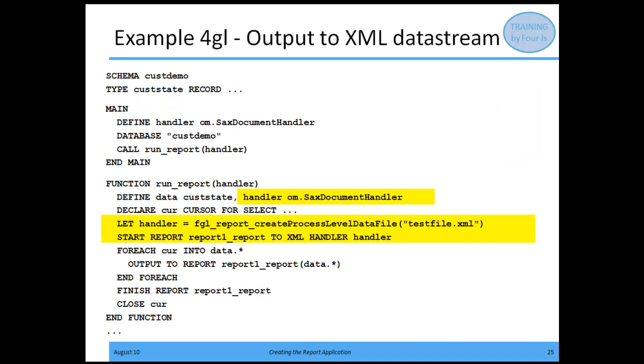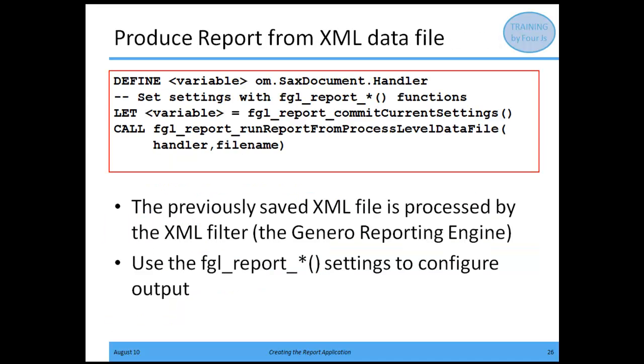Here's a quick example of outputting this XML data stream and saving it as a data file. You'll see when I call my run report to handler function, I still have my type definition being used to define the data. I still have my handler. I have my declare statement where I select my data. So it's still processing the data. It's just this time I'm letting my handler equal FGL report create process level data file, provide an XML file name, and then I start my report to the XML handler. Now as it loops through, it's going to write it out to this test file, and that's where it's going to end up. So in the second application, we have our XML data file created.